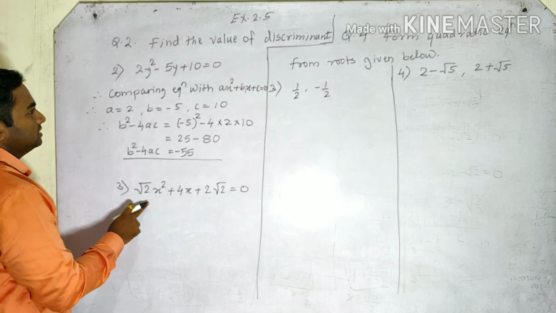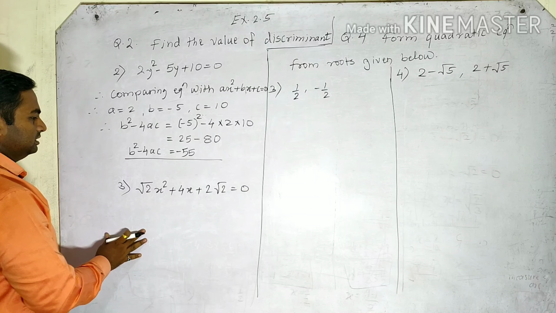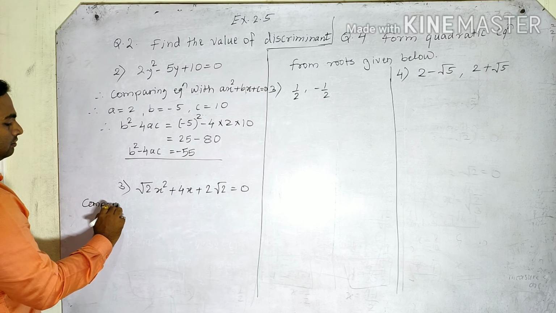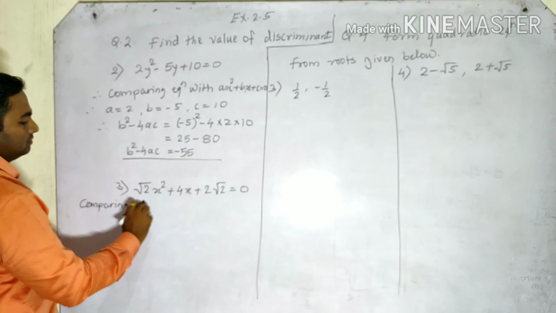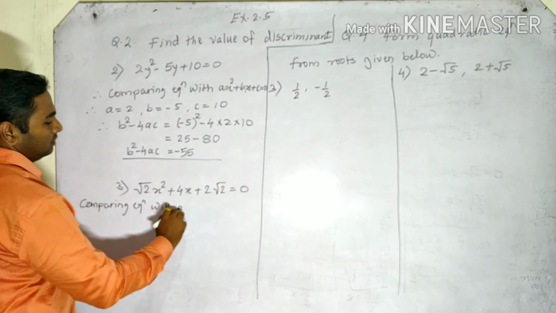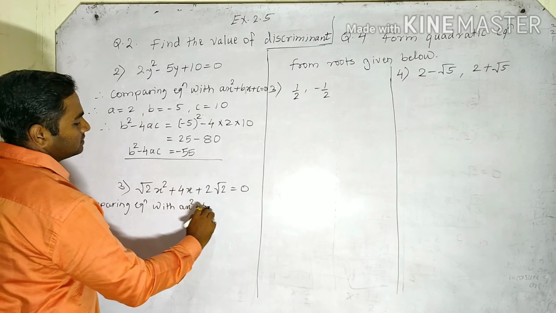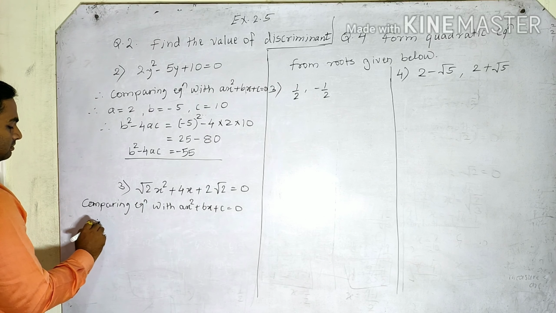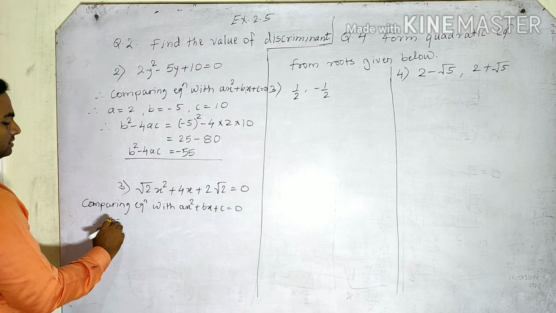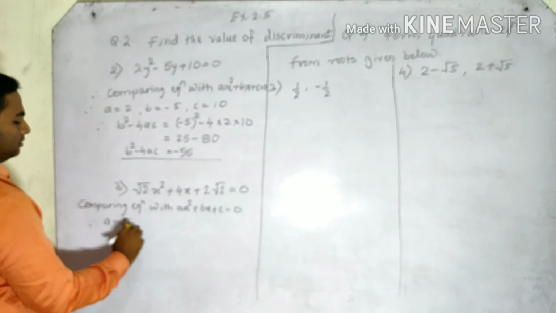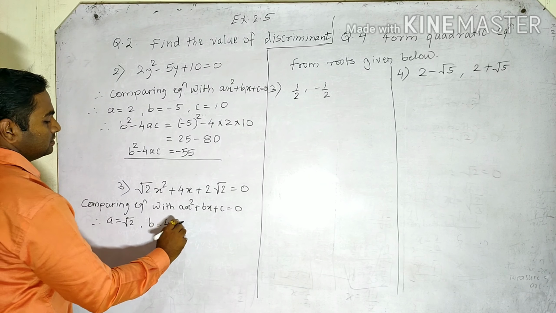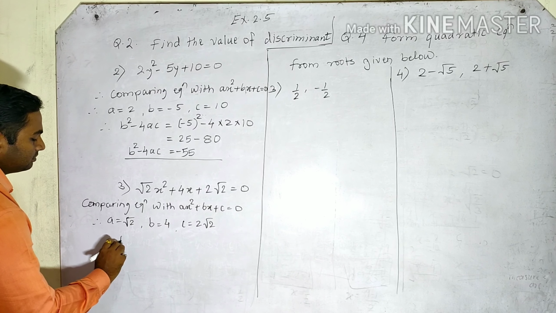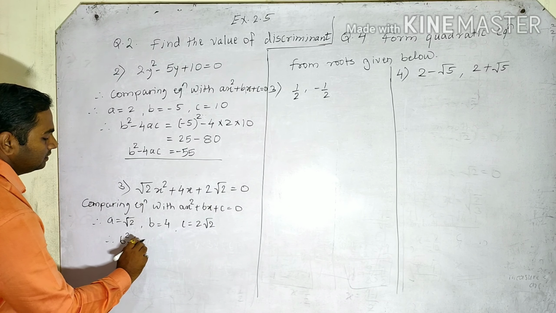Now next example is also same. We have to again find out the discriminant. So we compare first, comparing equation with ax square plus bx plus c is equal to 0. So a's value is root 2, b's value is 4, c's value is 2 root 2. Now we find out the b square minus 4ac. That's it, that is the discriminant.